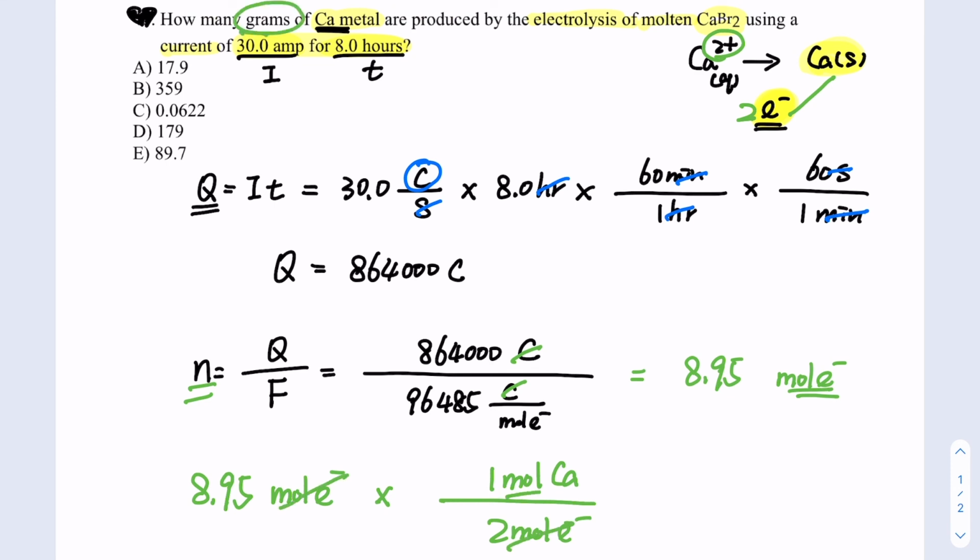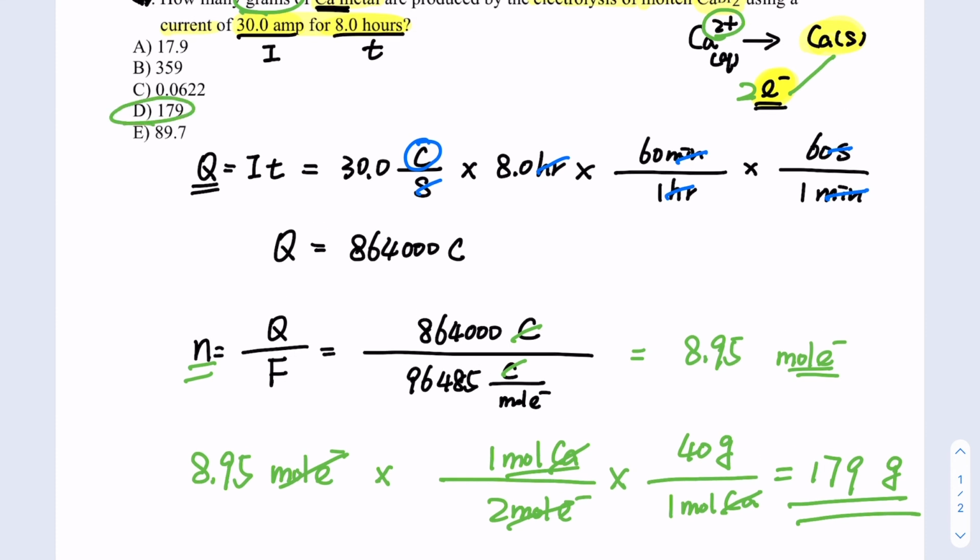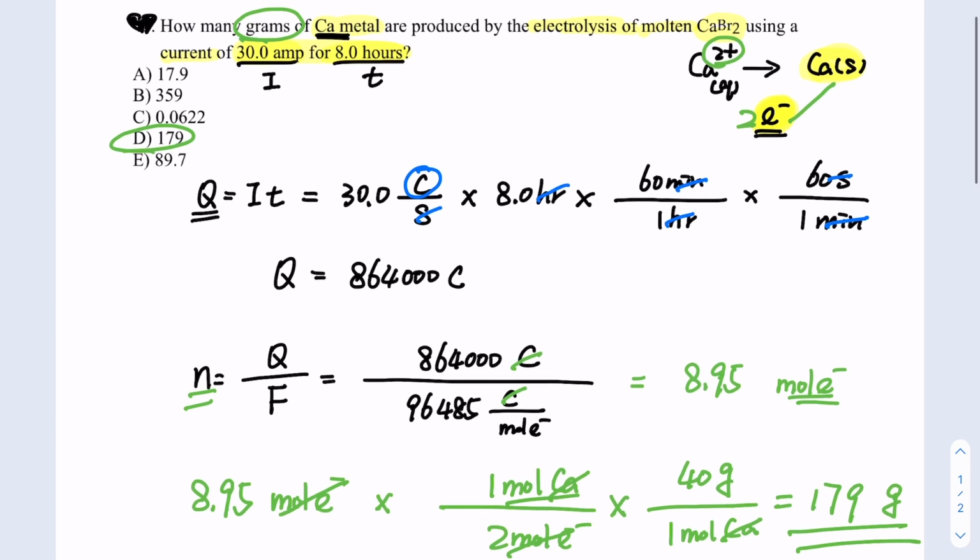After I convert to moles of calcium, I know the molar mass: 1 mole of calcium is 40 grams. Now you can calculate the mass. After this calculation, it should be about 179 grams, so D. This is the example question about electrolysis, and hopefully this is helpful. We just need to understand where to start and what the thought process is. Thank you for listening.